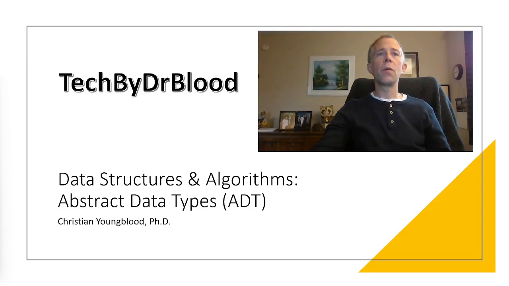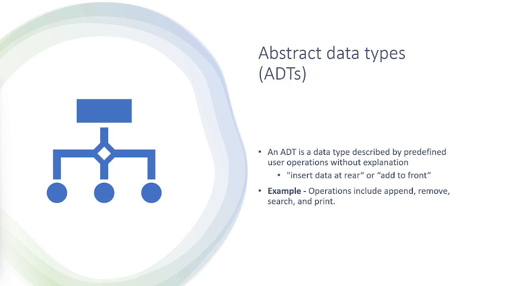Today we're going to be reviewing abstract data types, a key component in your mastery of data structures and algorithms. We begin our discussion by first pointing out that abstract data types are commonly abbreviated as ADTs. So the ADT is a data type that's really described by predefined operations that don't give you much explanation.